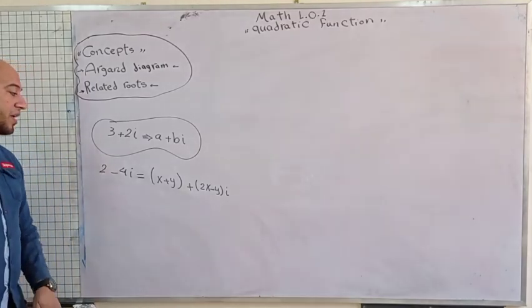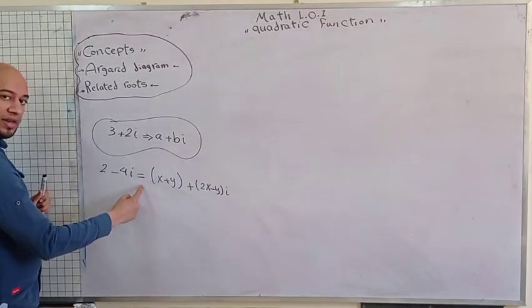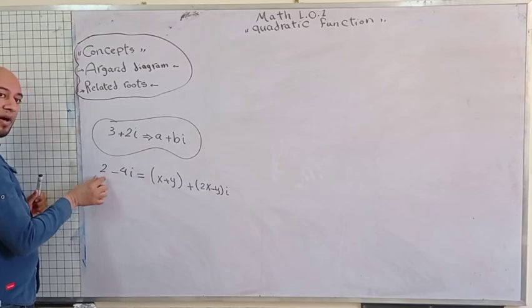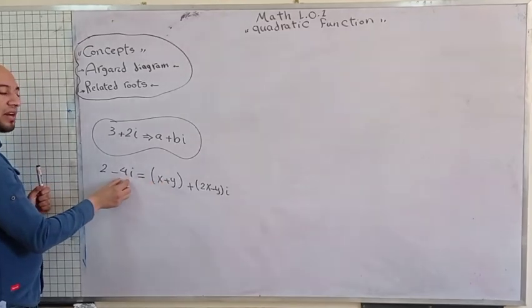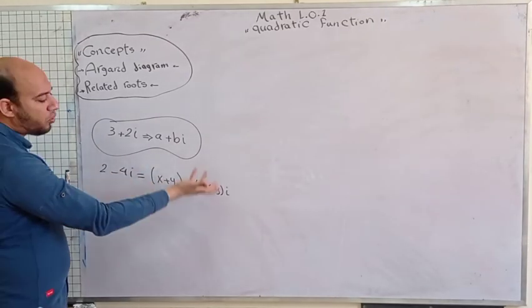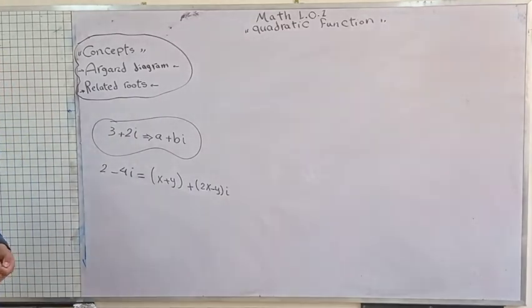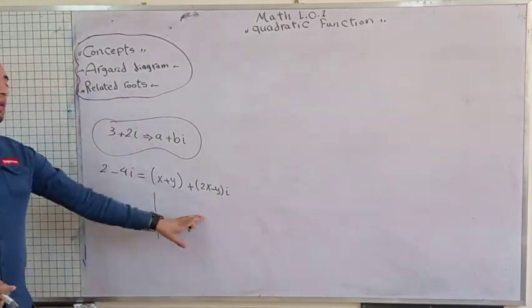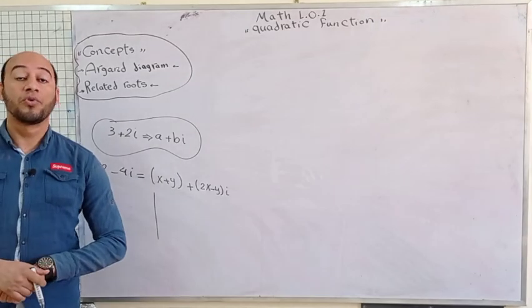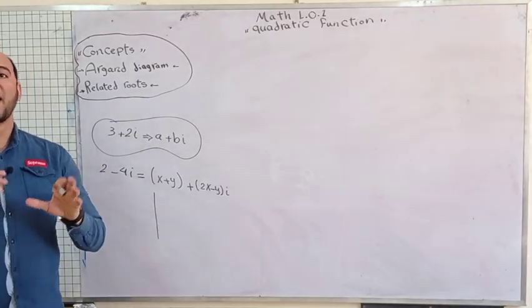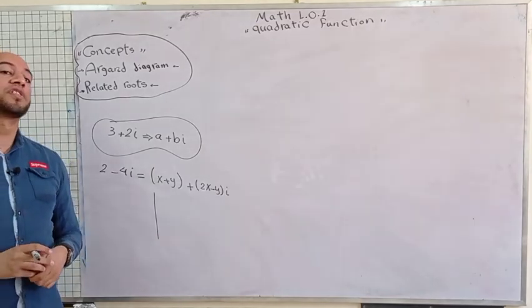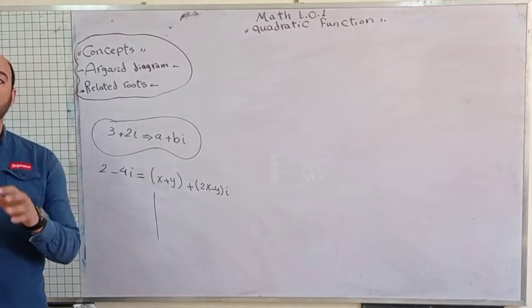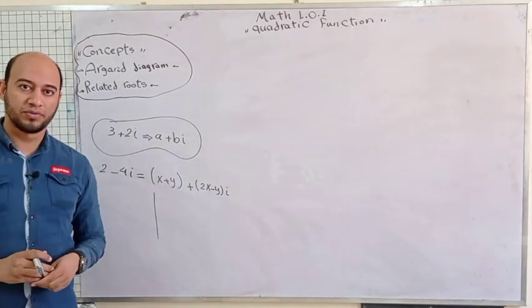In this equation, because these 2 sides are equal, the real part in this side must be equal to the real part in the other side, and the imaginary part in this side must be equal to the imaginary part in the other side. So we will make 2 equations and solve them to get x and y. We will solve the equations by elimination method or substitution method.